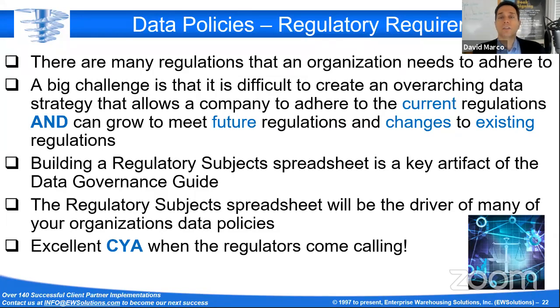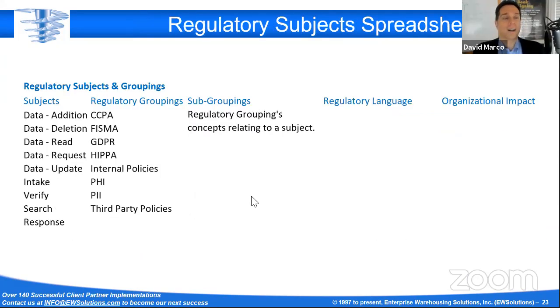Building a regulatory subject area spreadsheet is a key artifact that we use, and it's part of the data governance guide. The regulatory subject spreadsheet will be the driver of many of your organization's data policies. And it's a great CYA when the regulators come calling. If you don't know what a CYA is, look up that acronym.